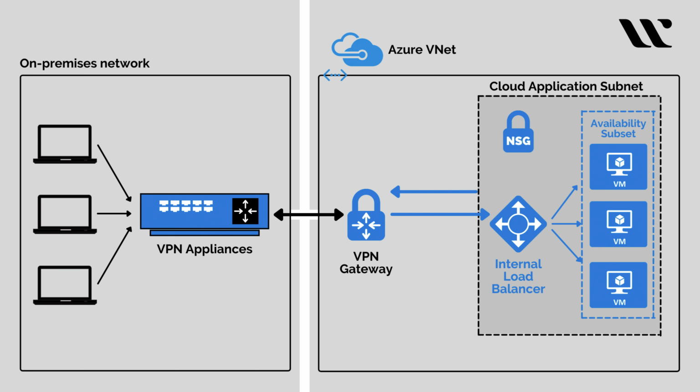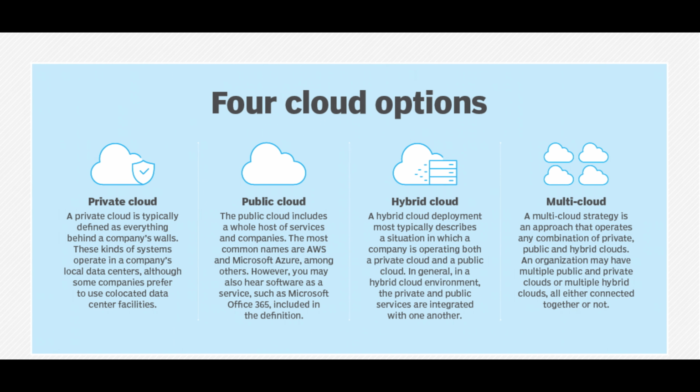Okay, so let's move to the next one. What is public cloud? Public cloud includes a whole host of services and companies. The most common names are AWS, Microsoft Azure, IBM and Google, among others. However, you may also hear software as a service, such as Microsoft Office 365, included in the definition. So public clouds, as a simple example, are AWS (Amazon Web Services), Azure, IBM and Google.